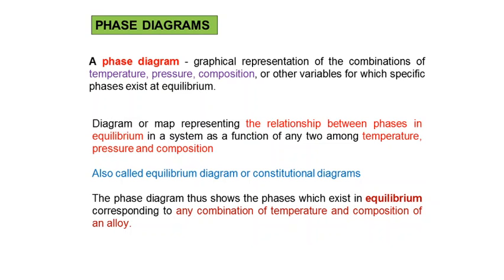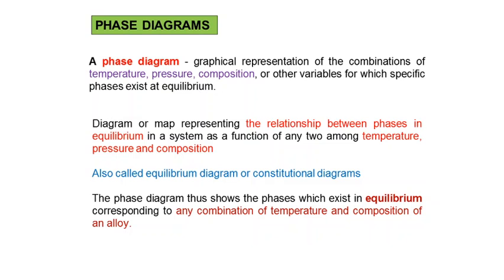The diagram shows the relationship between the phases which are in equilibrium when we are varying any two parameters. For example, if we are varying the temperature, what will happen to the phases? If we are varying the pressure, what will happen to the phases? Or if we are changing the composition, what actually changes in the phase of a particular material?